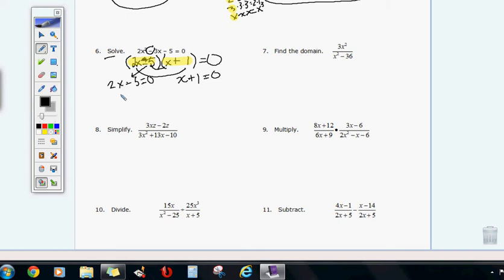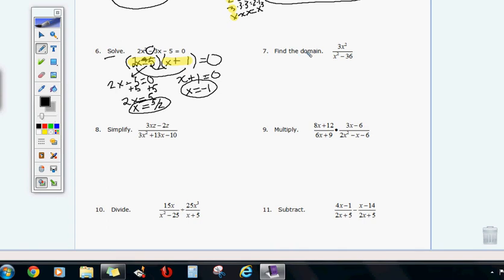So then what are we going to have here? We're going to add 5 to both sides. 2x equals 5. Divide by 2, you're going to eventually get here. x equals 5 halves for one of those answers. And then over here, the other answer would be x equals negative 1.